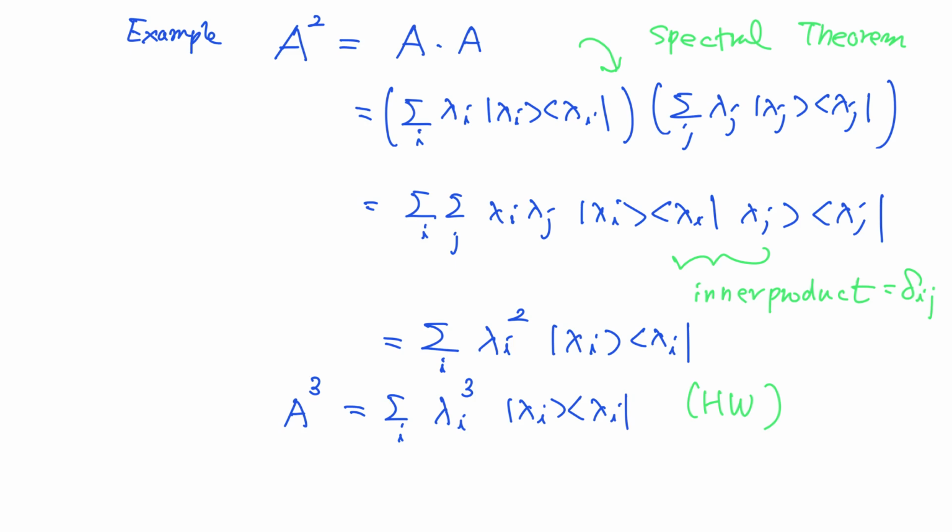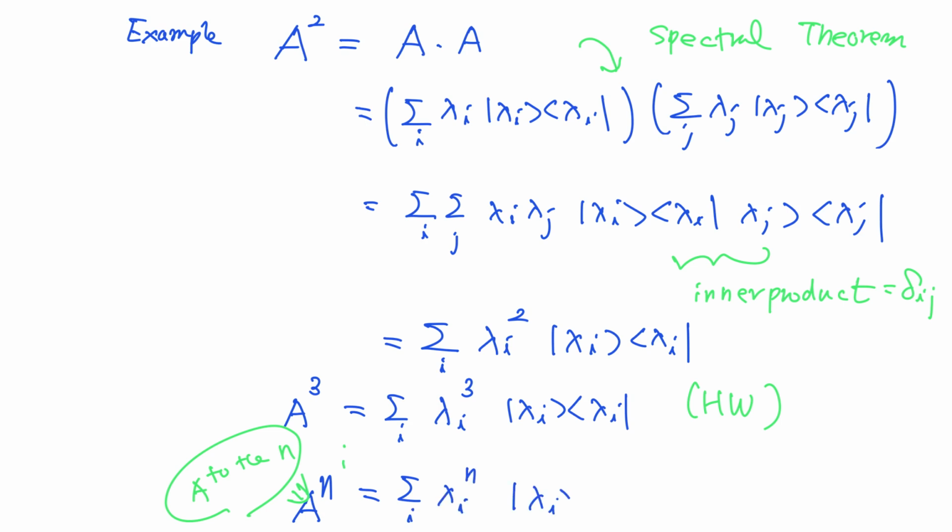And so on, A to the n. We call this A to the n, A의 n승. A의 n승, we call it A to the n. Maybe I'll just write A to the n. A to the n is simply the sum of I, lambda I to the n, lambda I, lambda I.